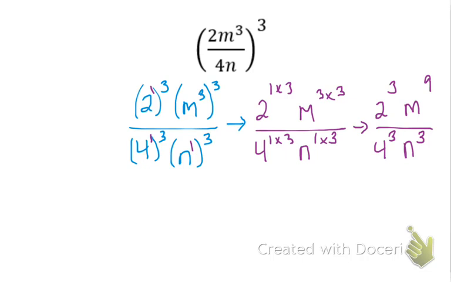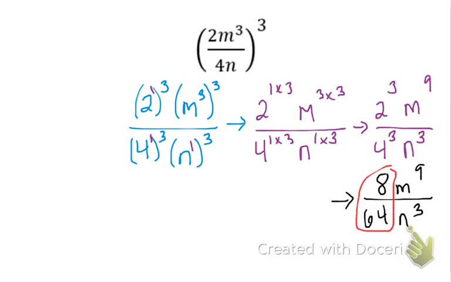Now before we say this is our final answer, this needs to be simplified because we know what 2 cubed is. And we know what 4 cubed is. 64. But I know you're thinking, oh, I'm tired of this problem. Just one last thing. Can this be reduced, 8 over 64? And the answer is yes. Yes, it can.